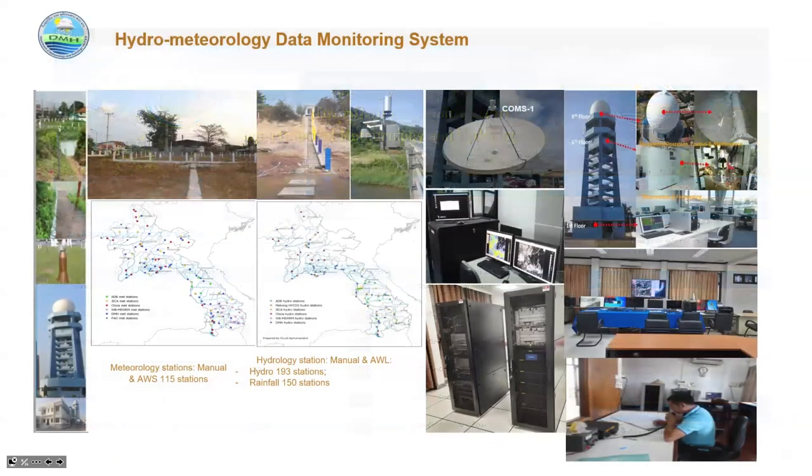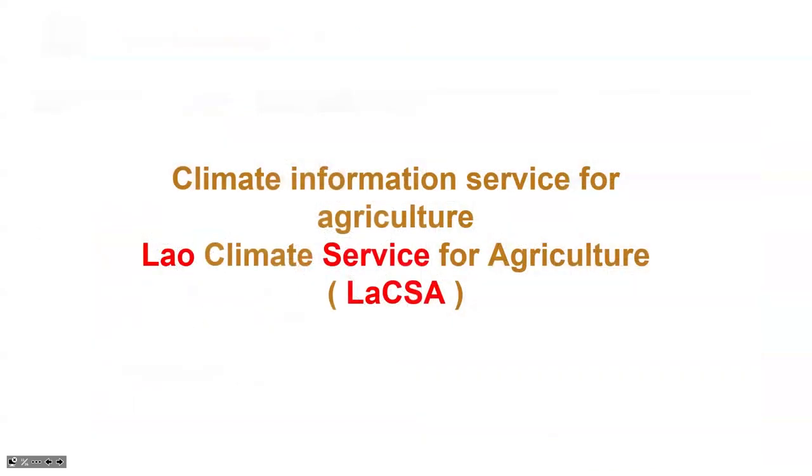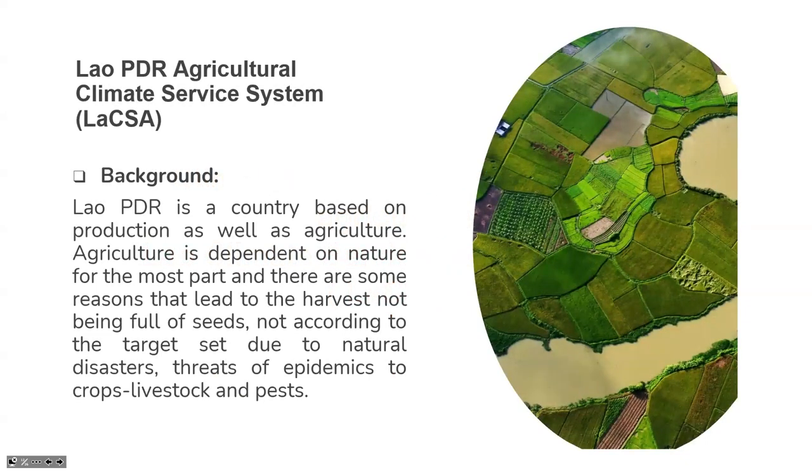This is the location of the meteorology stations and hydrology stations in Laos. Also, we observe satellite connection from Korea also, and radar sat. I would like to talk about the Laos Climate Information Service for agriculture. Laopedia is a country based on production as well as agriculture. It develops depending on nature for the most part, and there are some reasons that lead to the harvest not being full, not reaching the target set, due to natural disaster, threat of epidemic to crops, livestock, and pests.